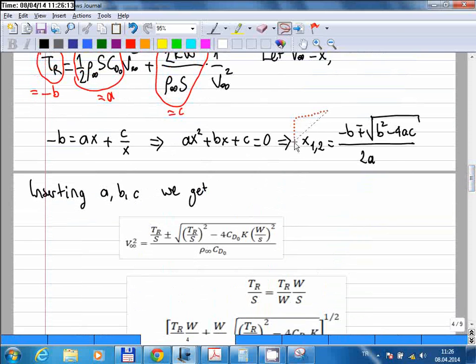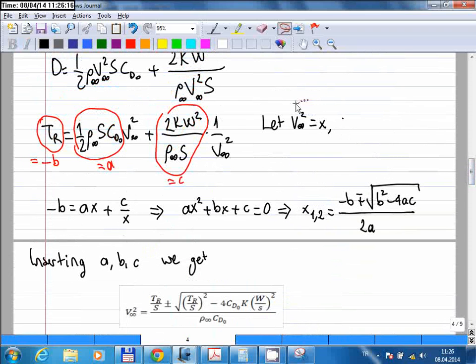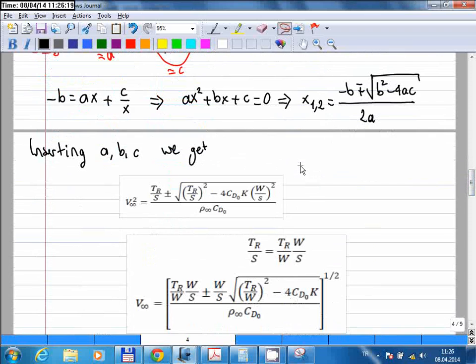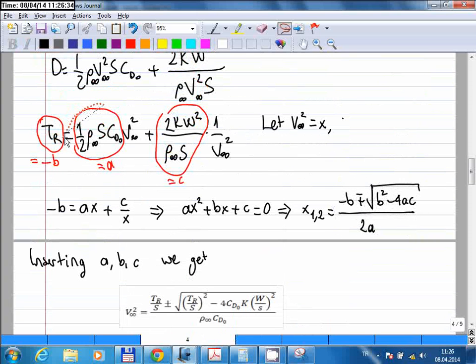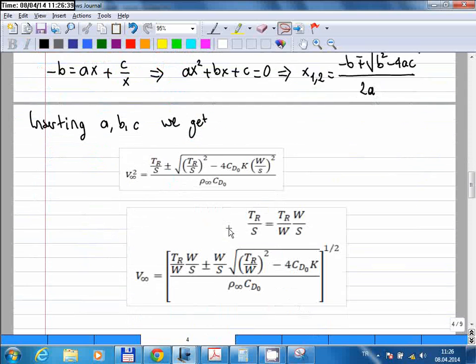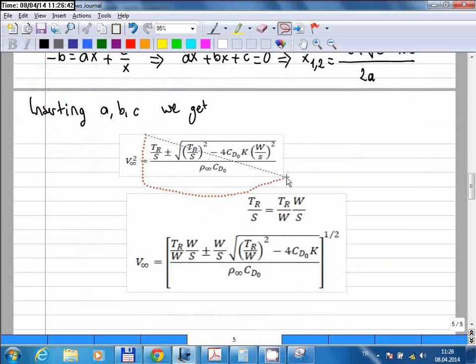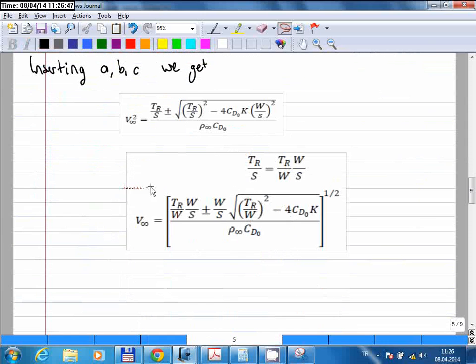So these are the two roots for x, but remember x was the square of the speed. So we basically found the square of the speed. What you see here is obtained from here by inserting A, B, and C. If you put this for A, minus TR for B, and this for C, you get this expression. And you can modify this expression slightly to obtain this expression for V infinity.